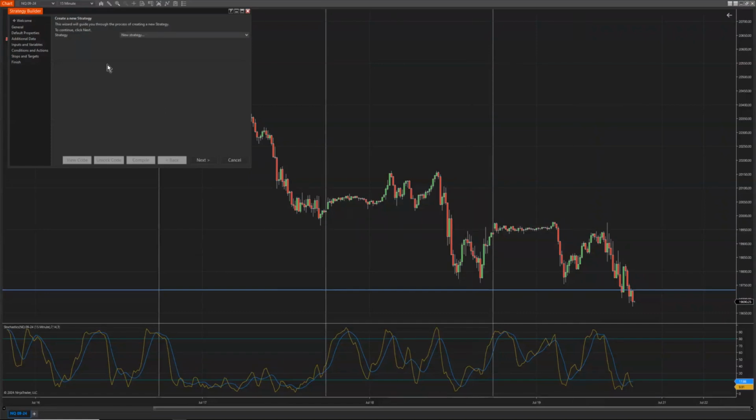Yeah, the strategy builder. If you want, I'll just go through it. We can code something real quick here. We'll go stochastic 2-key. We'll code it together right now, exactly what I just said.